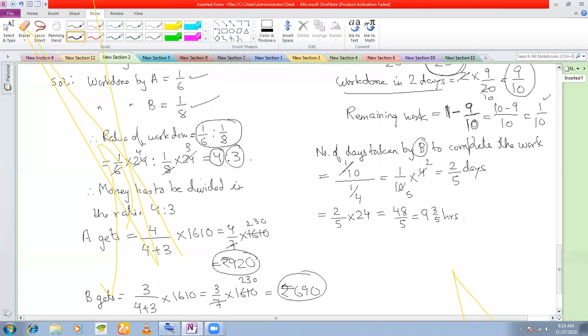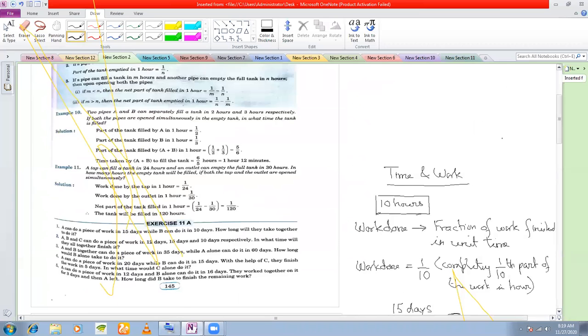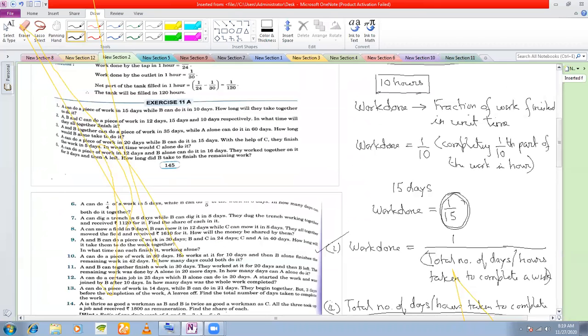So with these formulas, let us now proceed to work out the problem from this part. We'll first work out number 2.